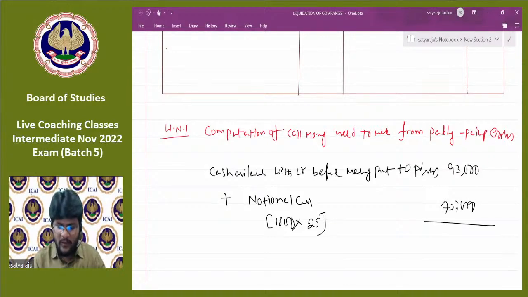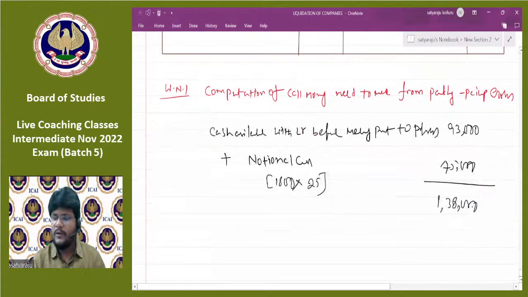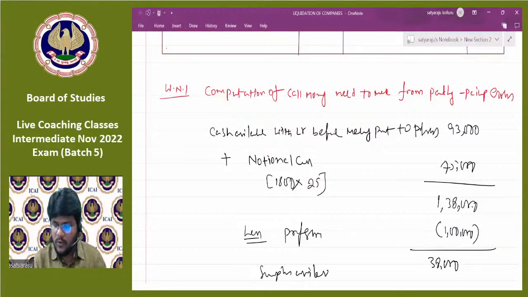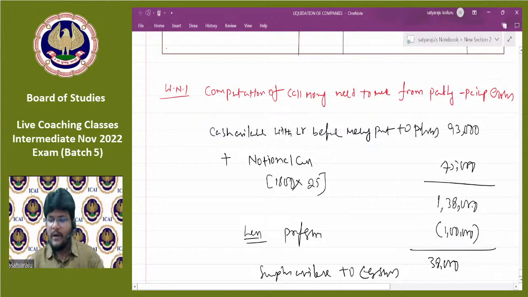Then the cash available with the liquidator will become 1,38,000. If you distribute this 1,38,000 among the preference shareholders, you can distribute the entire amount of 1 lakh. Then the remaining surplus will be 38,000, which is the surplus available to equity shareholders. Now, please all of you concentrate here.